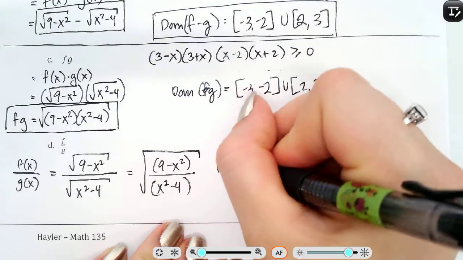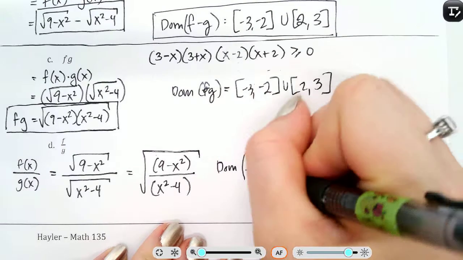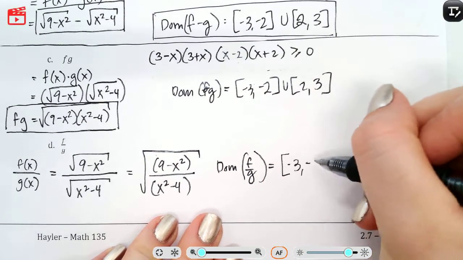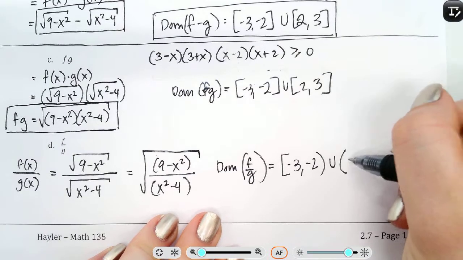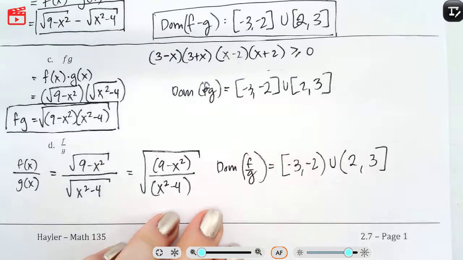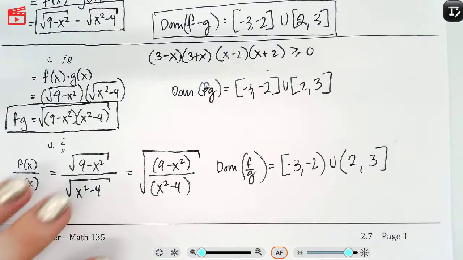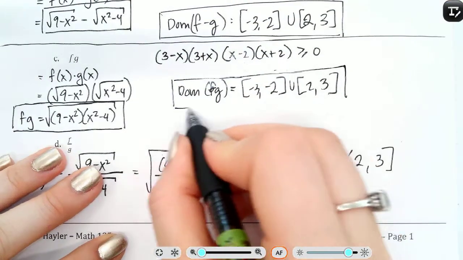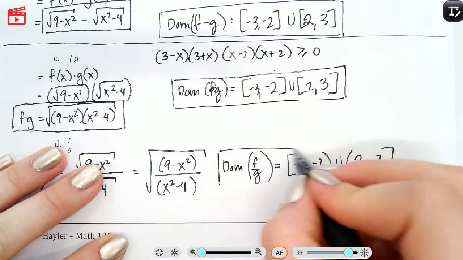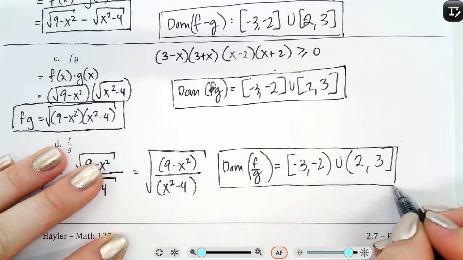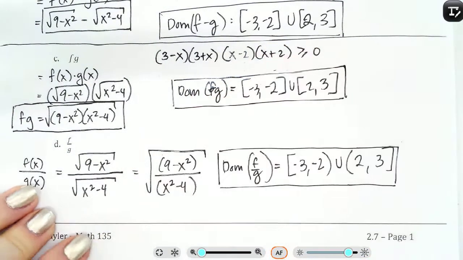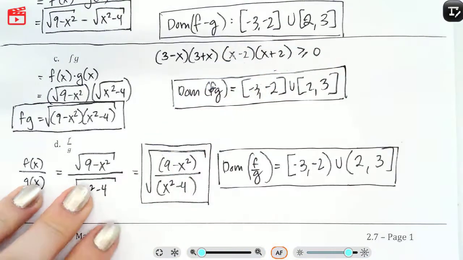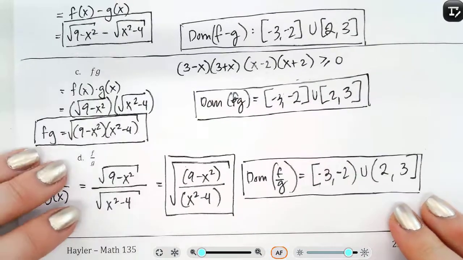So domain of f over g is going to equal almost the exact same one as the quotient, but remember we have to take out the values that come from the denominator because we cannot let our denominator equal 0. Okay, and then I'll go ahead and box my answers here. All right. Okay, chugging along, chugging along.